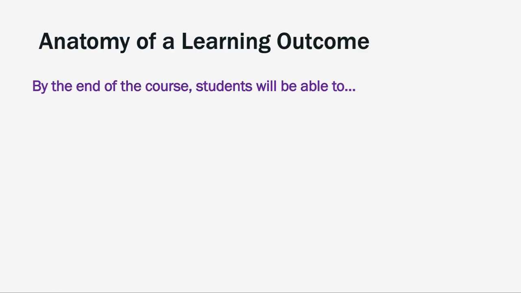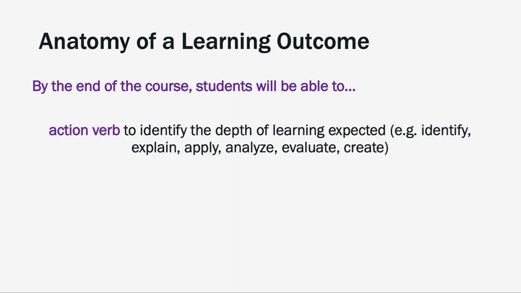Learning outcomes tend to follow a typical template that can be really helpful not only for writing learning outcomes, but also for reviewing them. An outcome typically starts with a stem, such as this. By the end of the course, students will be able to. It's then followed by an action verb that describes that depth of learning. So in this case, are students being asked to identify or analyze, apply or evaluate? You can start to sense the difference.